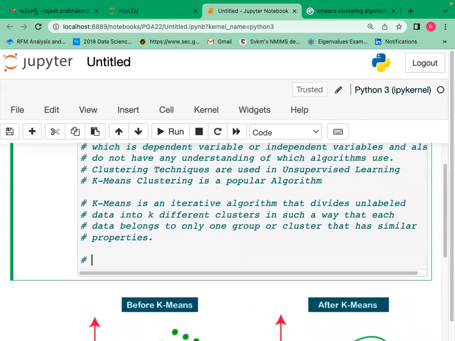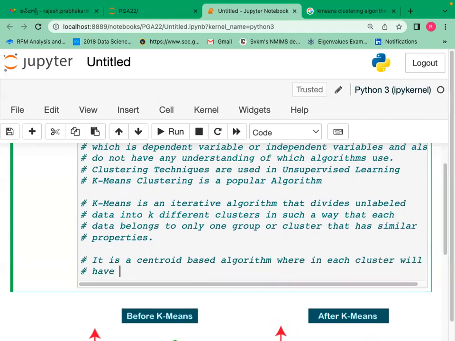Now, another thing you need to understand is it is a centroid-based algorithm, wherein each cluster will have a centroid or midpoint.